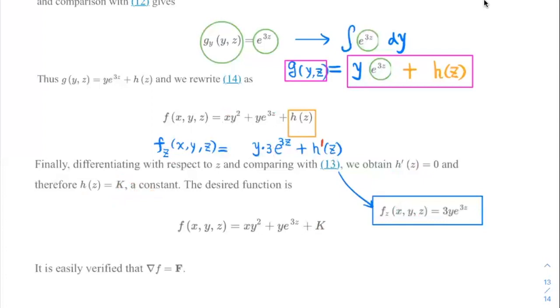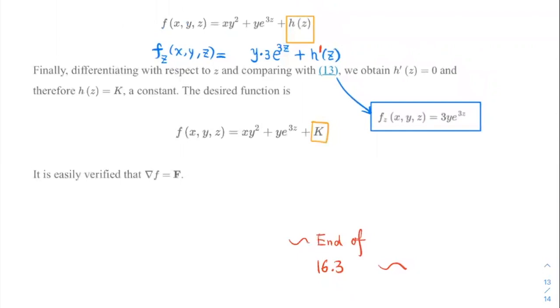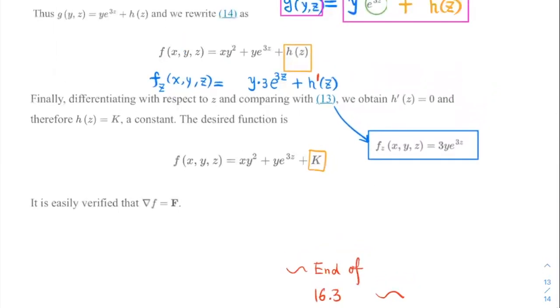Now, finally, we know h of z here is a constant. Then we can just replace this here by constant k. So we find this potential function f is equal to this. And you can verify this by taking the partial derivative with respect to x, with respect to y, with respect to z, and see if the gradient of this small f is equal to the big F. So that's the end of 16.3. We learned a lot today.